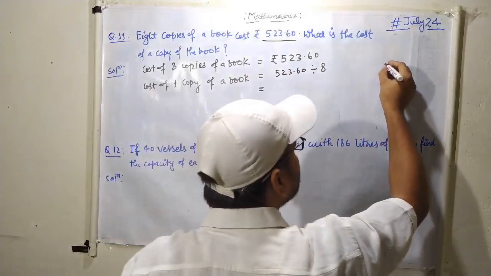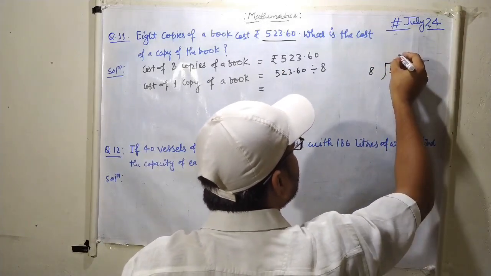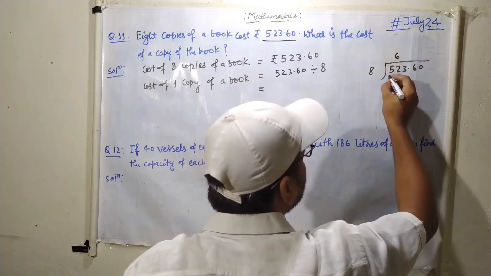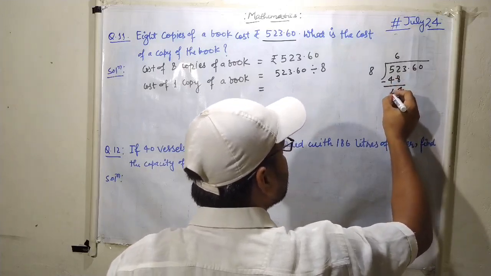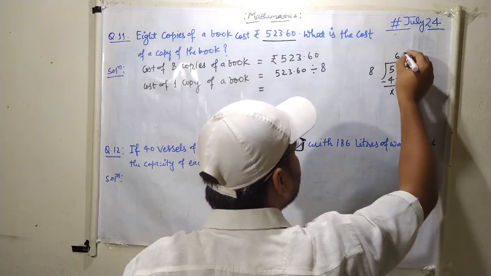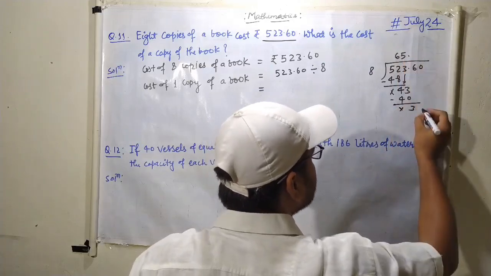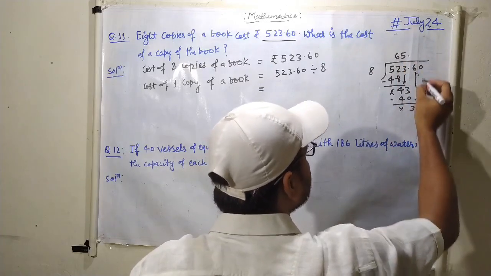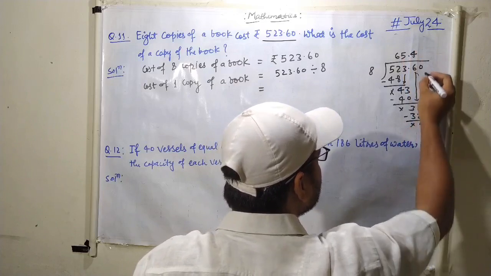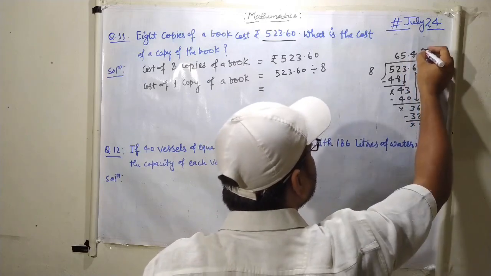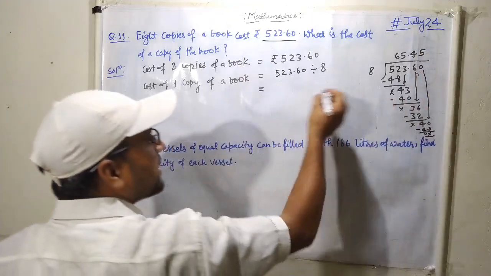Okay, so here I'm going to do this division. 523.60, 6 times 4, cancel out, 3 comes down, 5, 40, 3 cancel out, 0.6, 6 comes down, 32, 4, 0 comes, 5 times, it cancels out.